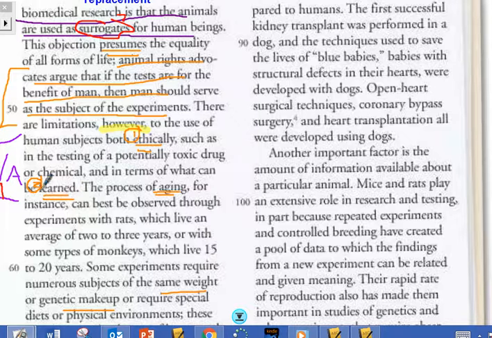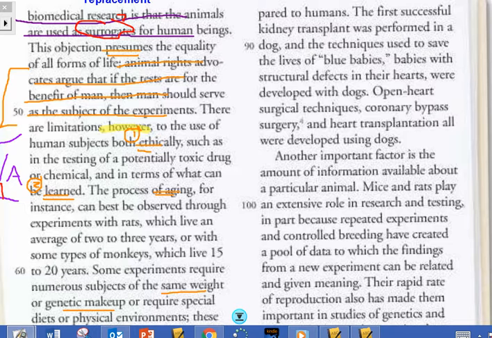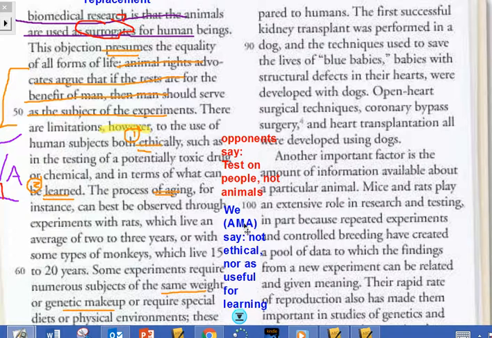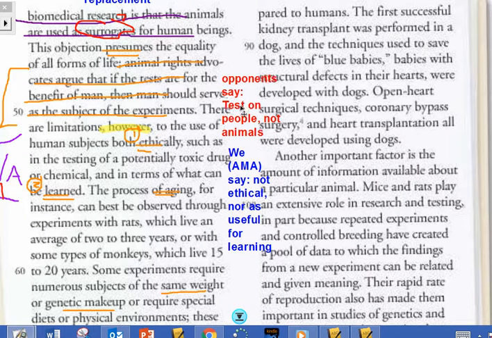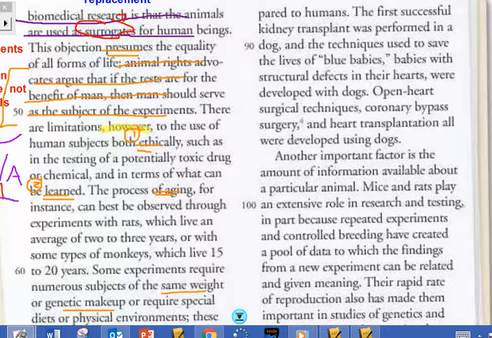So there are two reasons why testing on humans is not a good idea. Okay, the counter argument: we, the AMA, say it's not ethical to test on people, nor is it as useful for learning. Okay, so they say, I say, or they say, we say. And because we are analyzing what the author's doing, it goes on the left side.